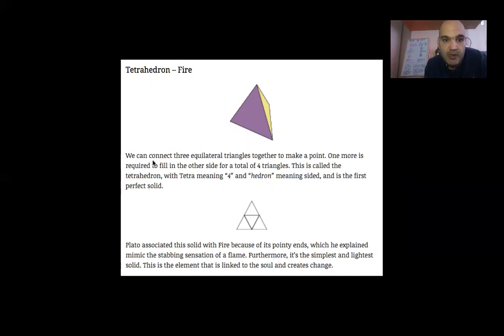And it reads here, we can connect 3 equilateral triangles together to make a point. One more is required to fill in the other side for a total of 4 triangles. This is called a tetrahedron, with tetra meaning 4 and hedron meaning sided, and it is the first perfect solid. Plato associated this solid with fire because of its pointy ends, which he explains mimic the stabbing sensation of a flame. Furthermore, it is the simplest and lightest solid. This is the element linked to the soul and creates change.